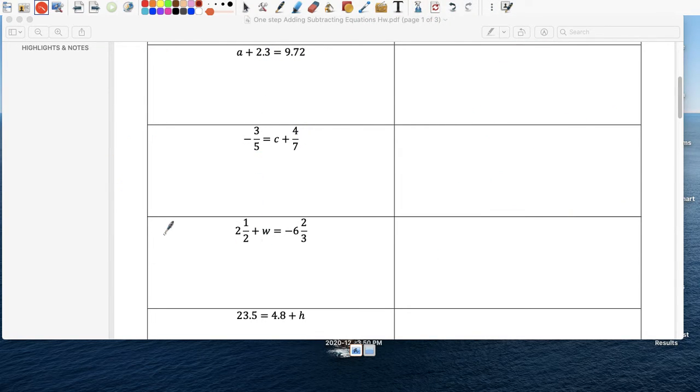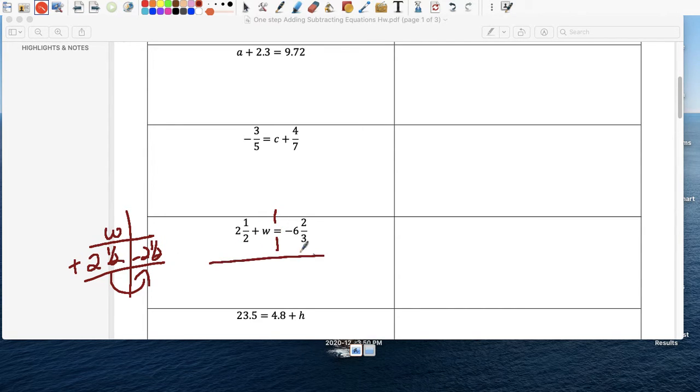Next one is w. So here's my variable w. What's happening to it? Somebody added 2.5 to it. And in order to undo that, I'm going to subtract 2.5. So left side, right side, minus 2.5, and I'm going to subtract 2.5. This goes away. w equals, okay.